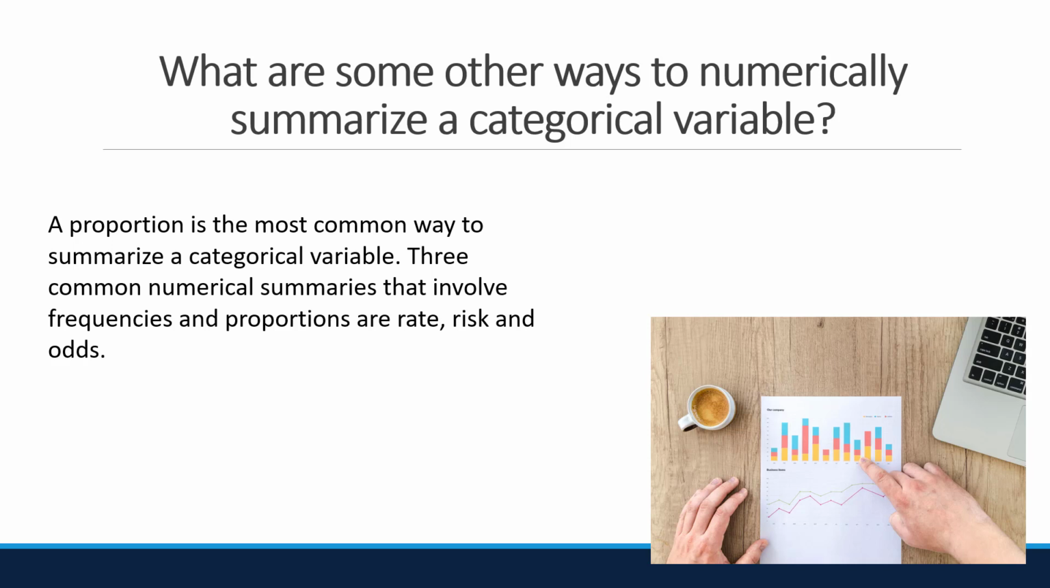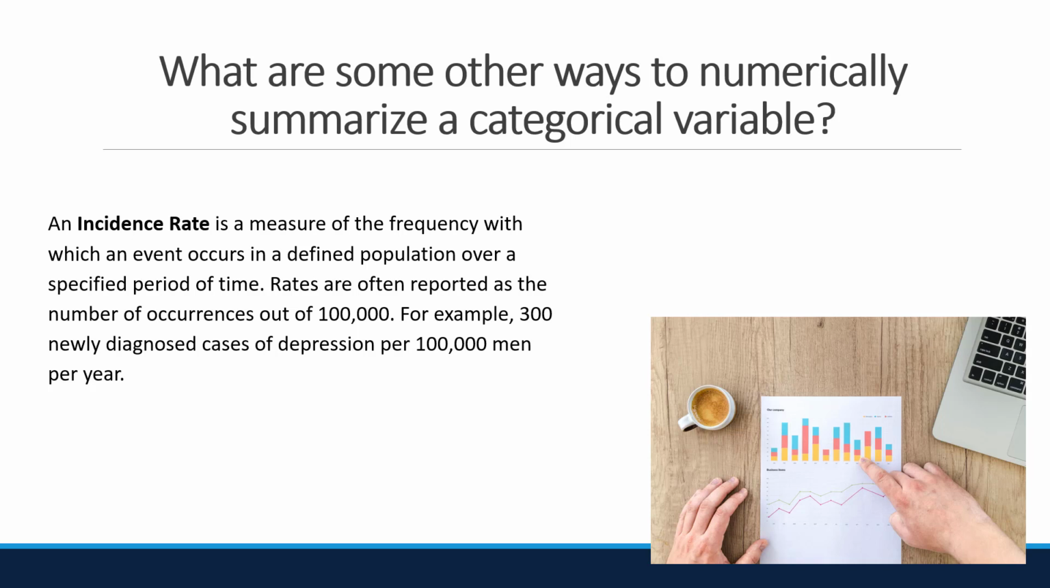Three common numerical summaries that involve frequencies and proportions are rate, risk, and odds. An incident rate is a measure of the frequency with which an event occurs in a defined population over a specified period of time. Rates are often reported as the number of occurrences out of 100,000. For example, 300 newly diagnosed cases of depression per 100,000 men per year.